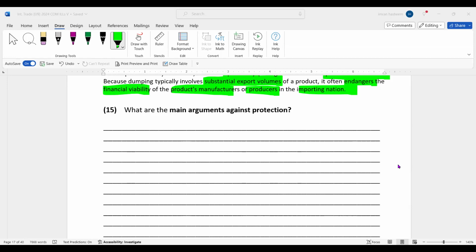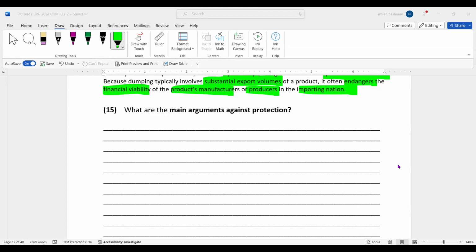Right. So let me read the small description. Listen carefully. Tariffs and quotas typically lead to higher prices for imported goods, which can hurt consumers by reducing their purchasing power and limiting choices in the marketplace. Limiting choices in the marketplace.